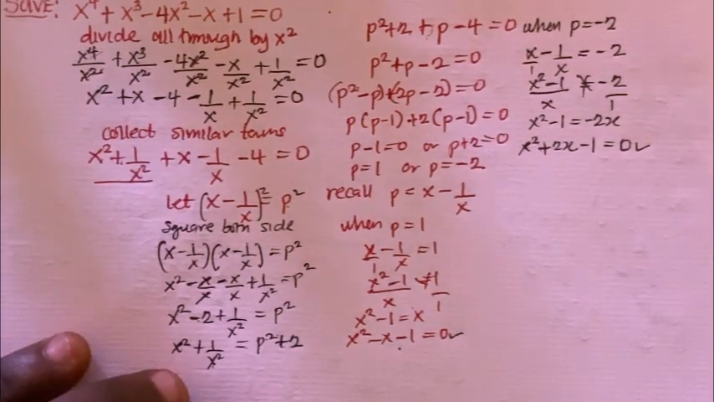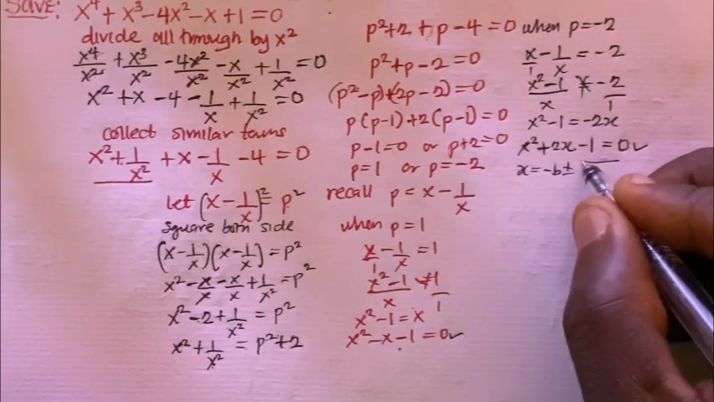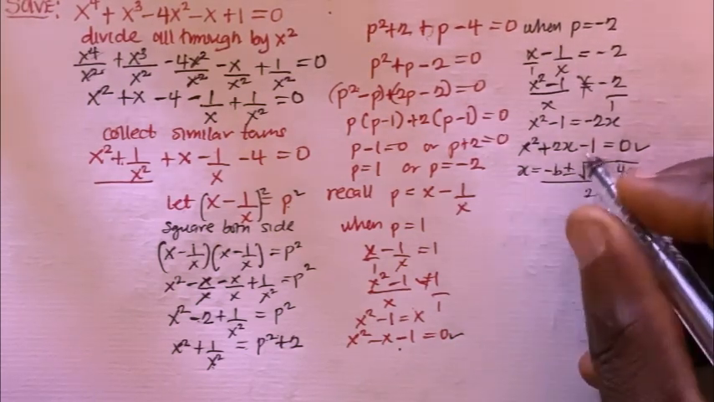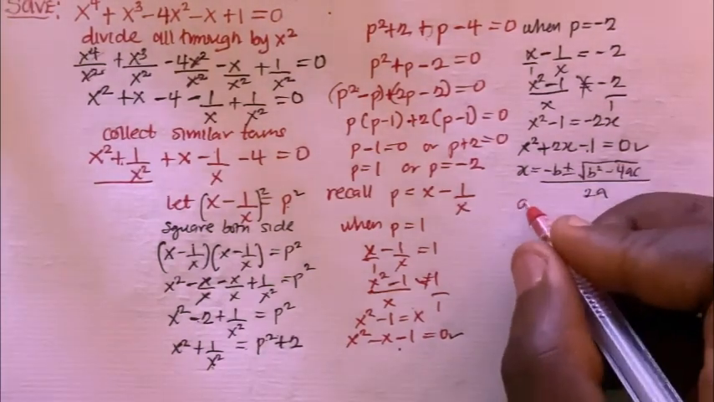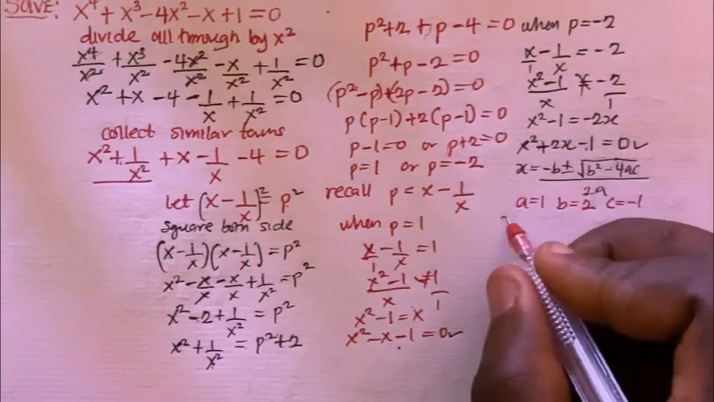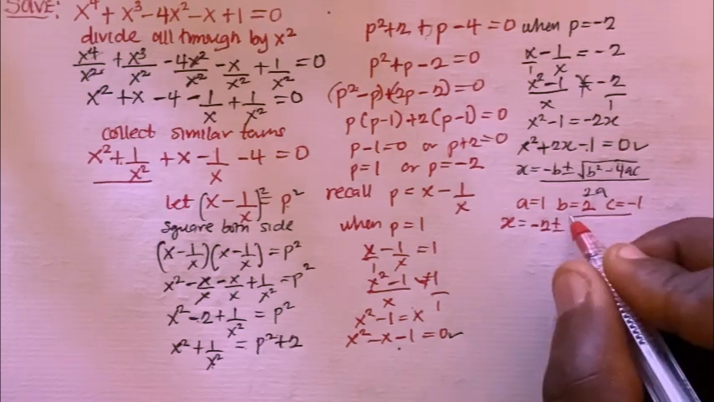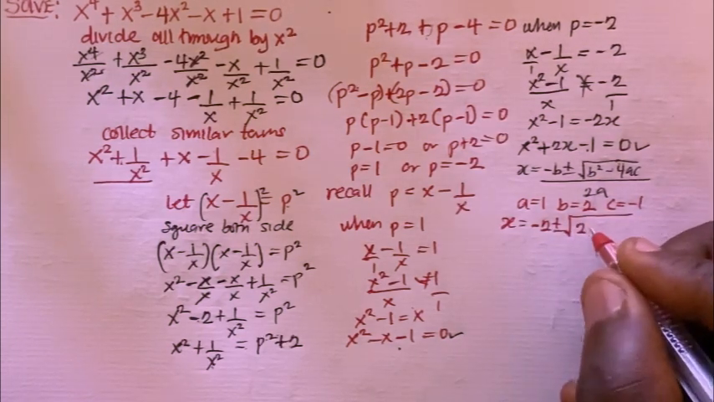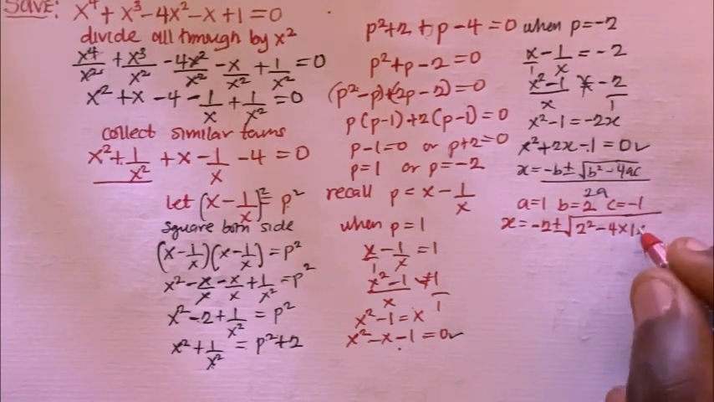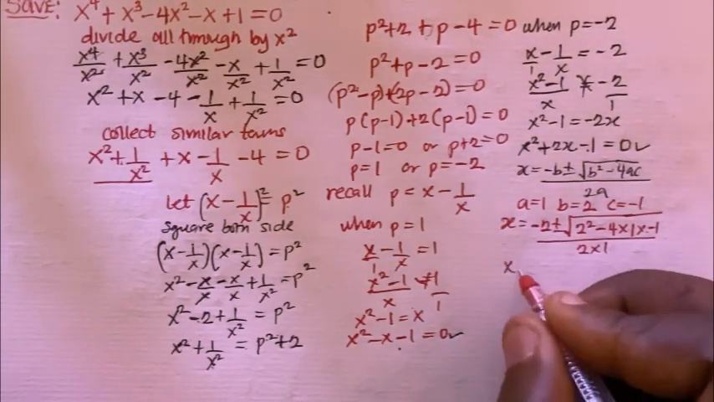Now, using the quadratic formula, we recall x equals minus b plus or minus root of b squared minus 4ac, all divided by 2a. From the first one, the value of a is 1, the value of b is 2, and the value of c is minus 1. So you are going to have x equals minus b, which is minus 2, plus or minus root of b squared, that's 2 squared, then minus 4 multiplied by our a, which is 1, and our c, which is minus 1, then divided by 2 multiplied by 1.